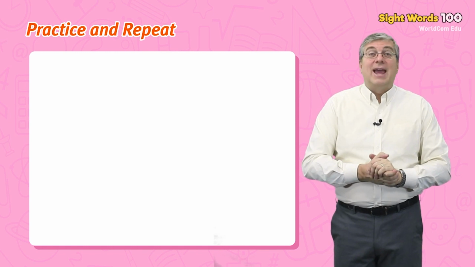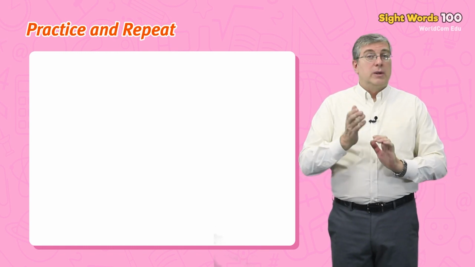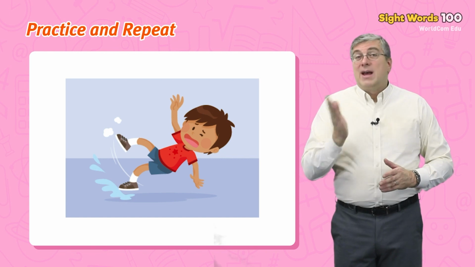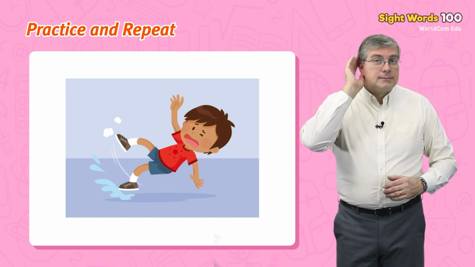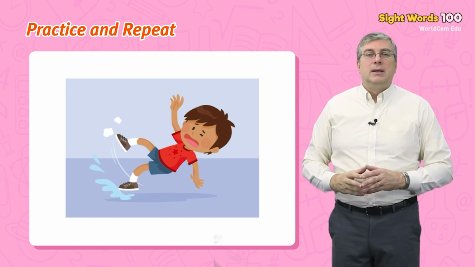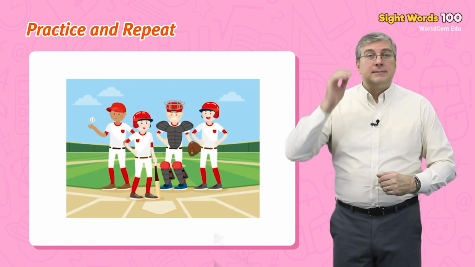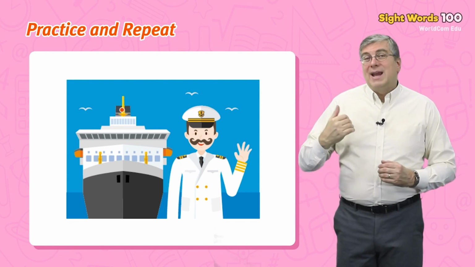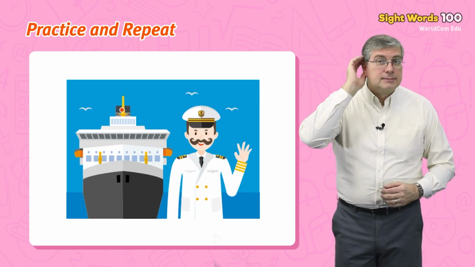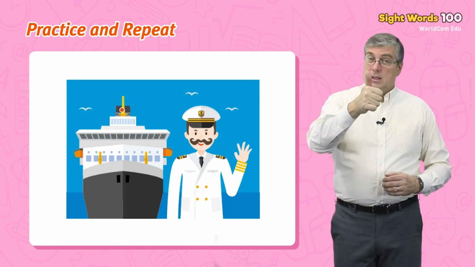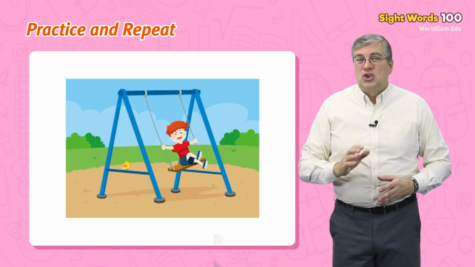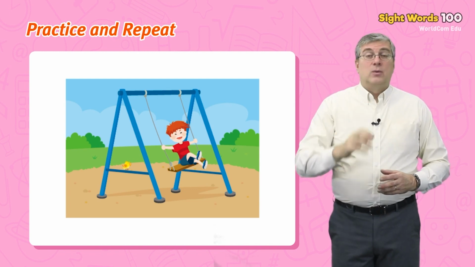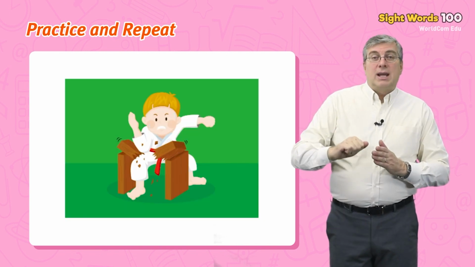Now it's time for practice and repeat. So, let's practice. Repeat after me. You ready? Let's go. Fell. The boy fell down. Okay, good. Next, team. We play on a baseball team. Okay, good. Next, captain. My granddad was a captain. Okay, good. Next, child. A child is on the swing. Okay, good. Last one, break. Jimmy can break the board.